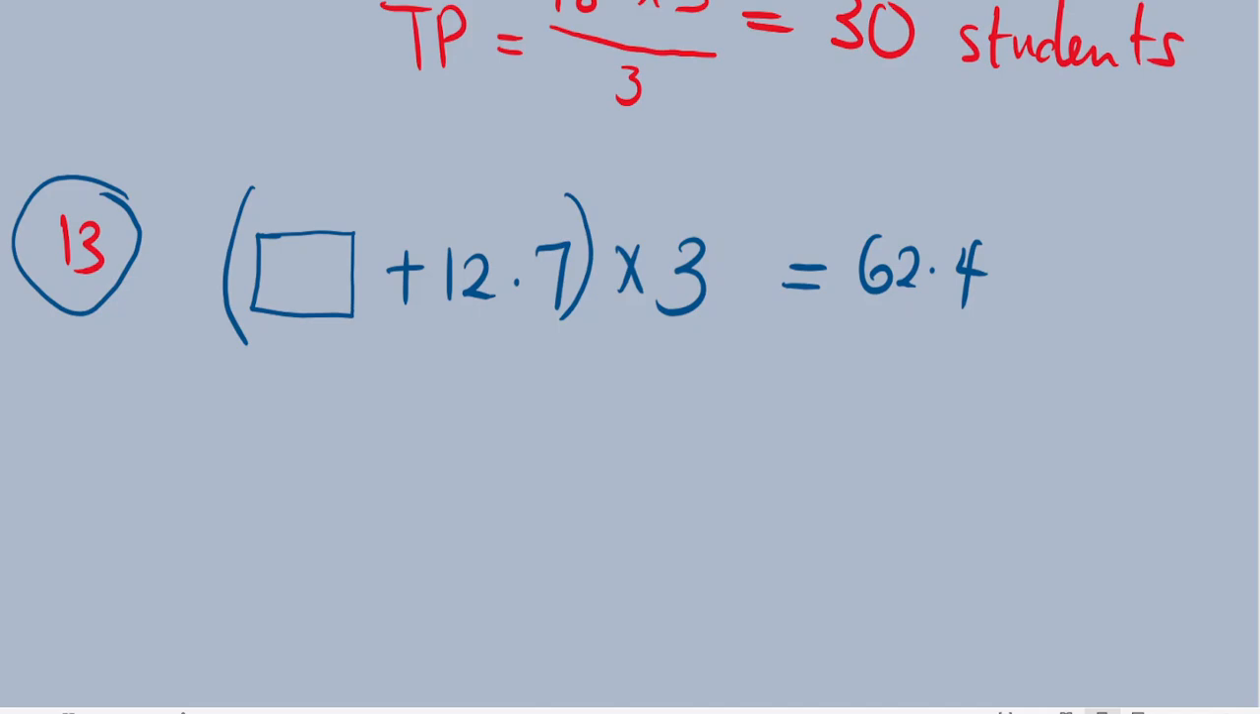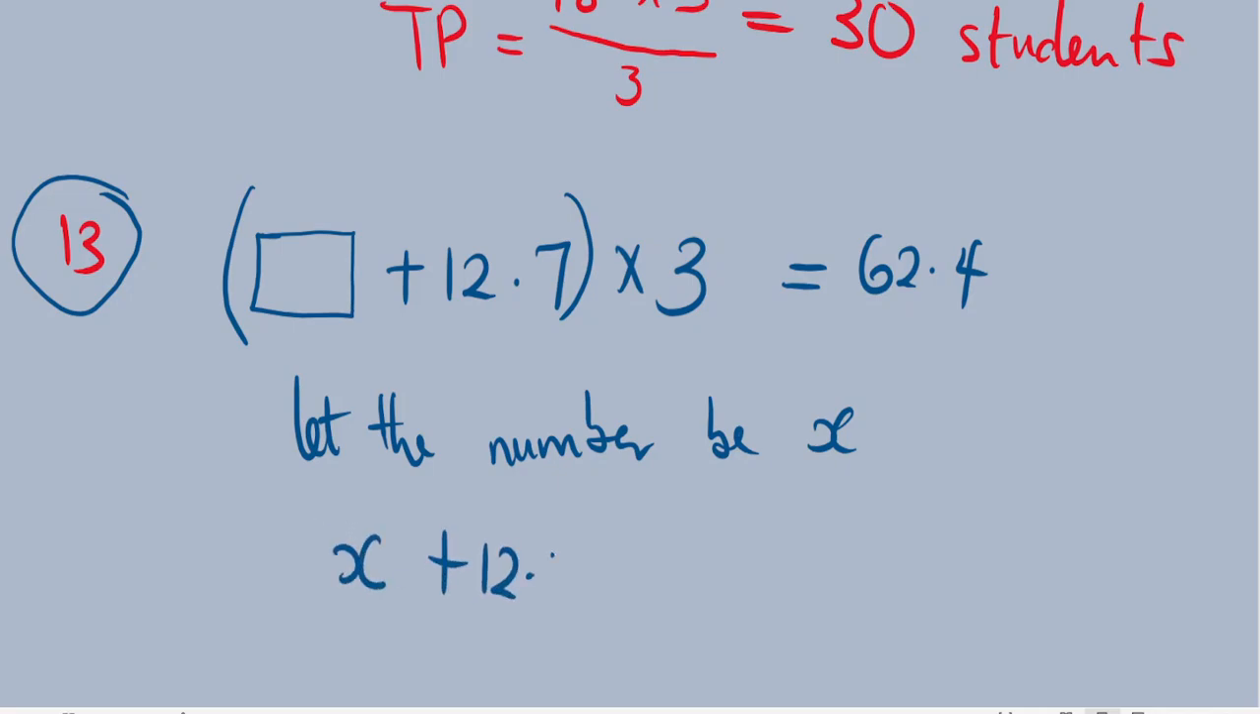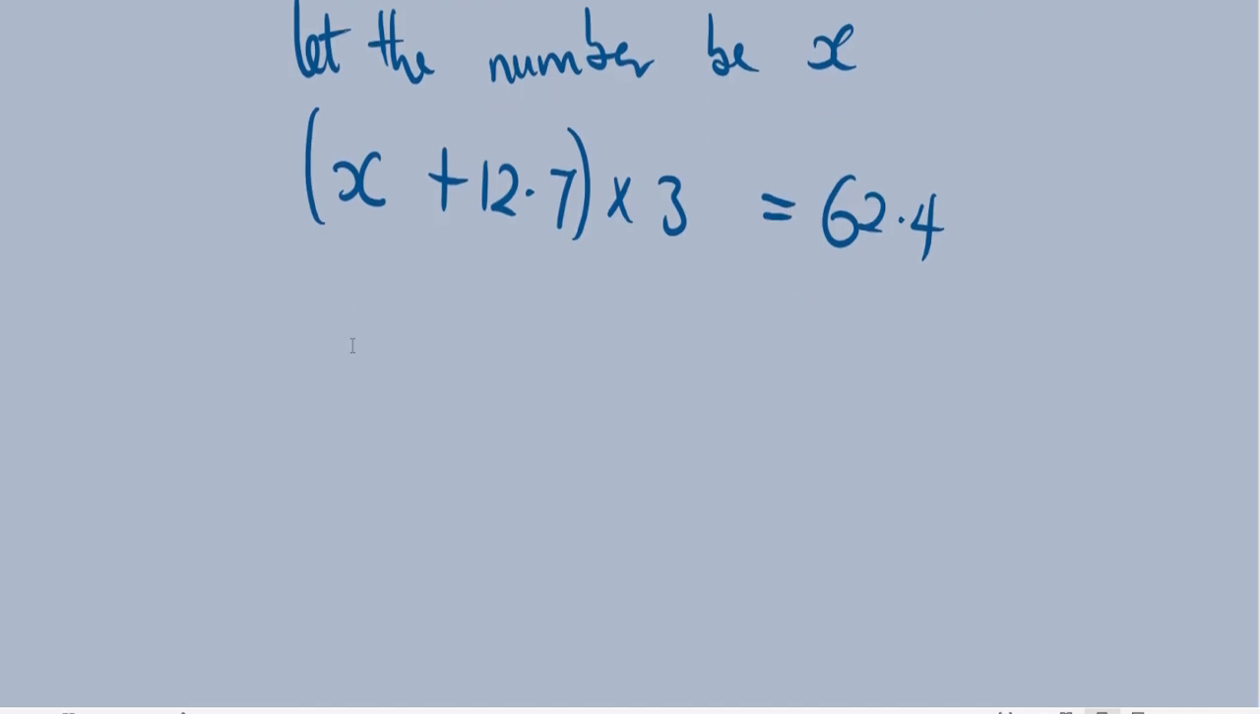Now, Tayo keyed in a number. Let the number be x. So Tayo entered x. He added 12.7. He multiplied the result by 3 and got 62.4. So in this case, all you need to do is to do your reverse process.